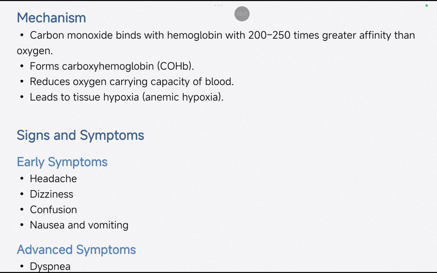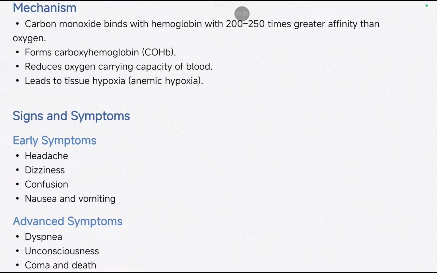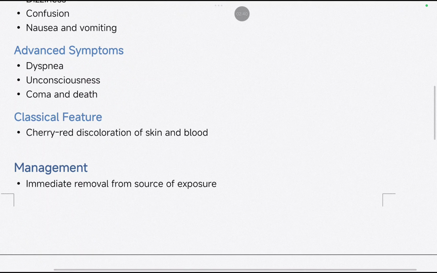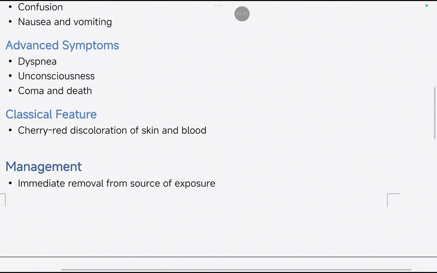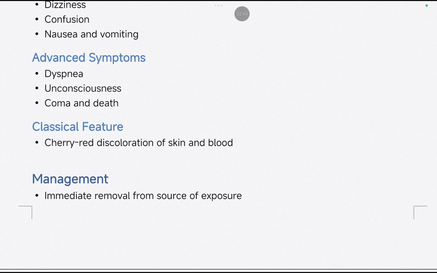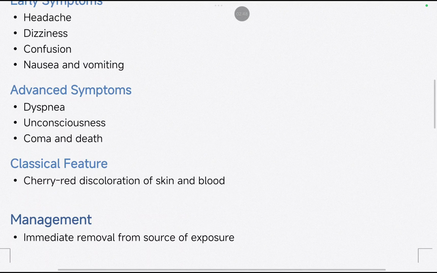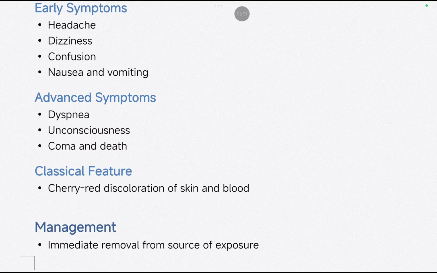What are the signs and symptoms? There are two types, one on brief or acute exposure. The person would feel headache, dizziness, confusion, nausea, and vomiting. And if the exposure is slightly longer, what would he feel? Dyspnea, unconsciousness, even leading to coma and death. However, advanced symptoms are only present in the cases where the exposure is a lot more.